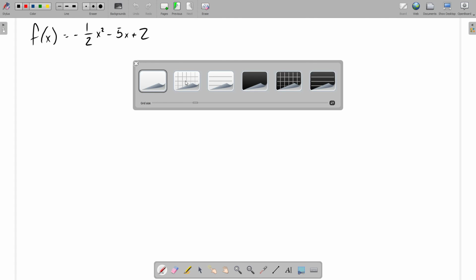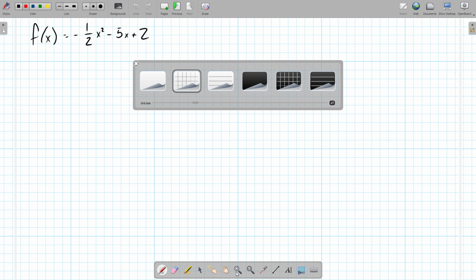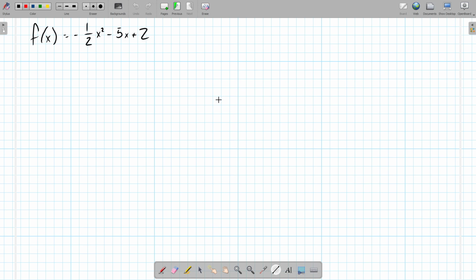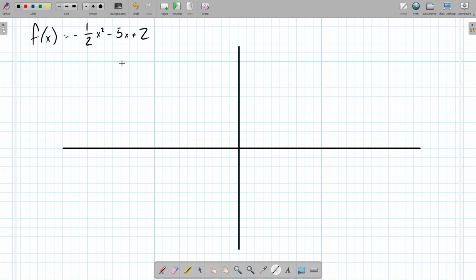We have f of x is equal to negative 1/2 x squared minus 5x plus 2. How is that negative 1/2 going to affect things?